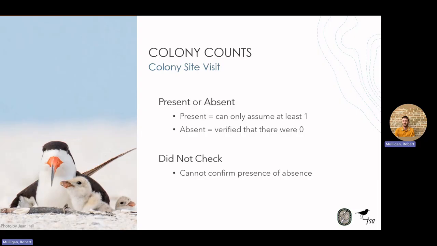Marking absent indicates that you were only able to verify that there were 0 nests or chicks in the colony. It is the same as reporting a direct count of 0. If you cannot confirm presence or absence, for example, after a storm, and you suspect the chicks might be present but they're hiding, report did not check.